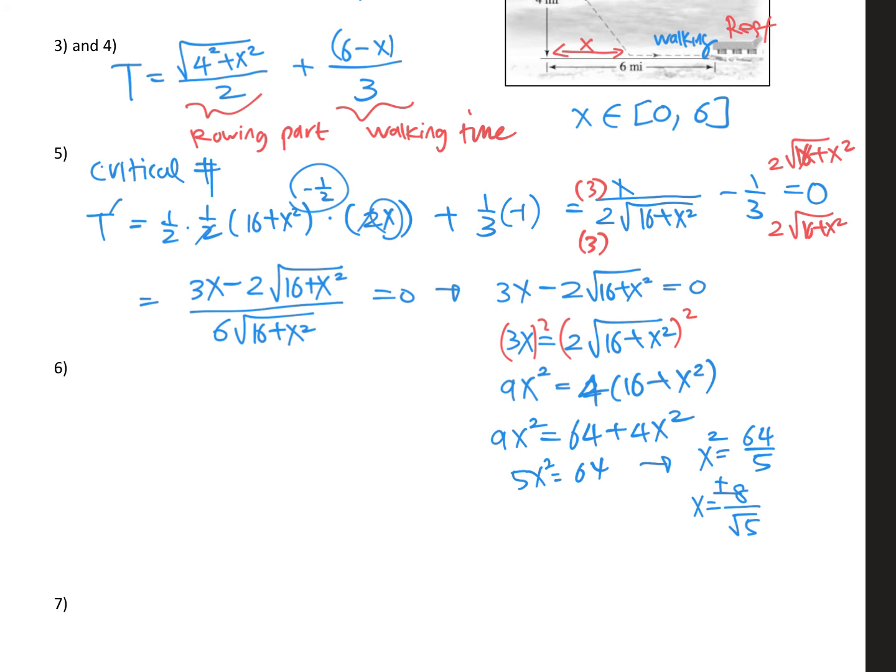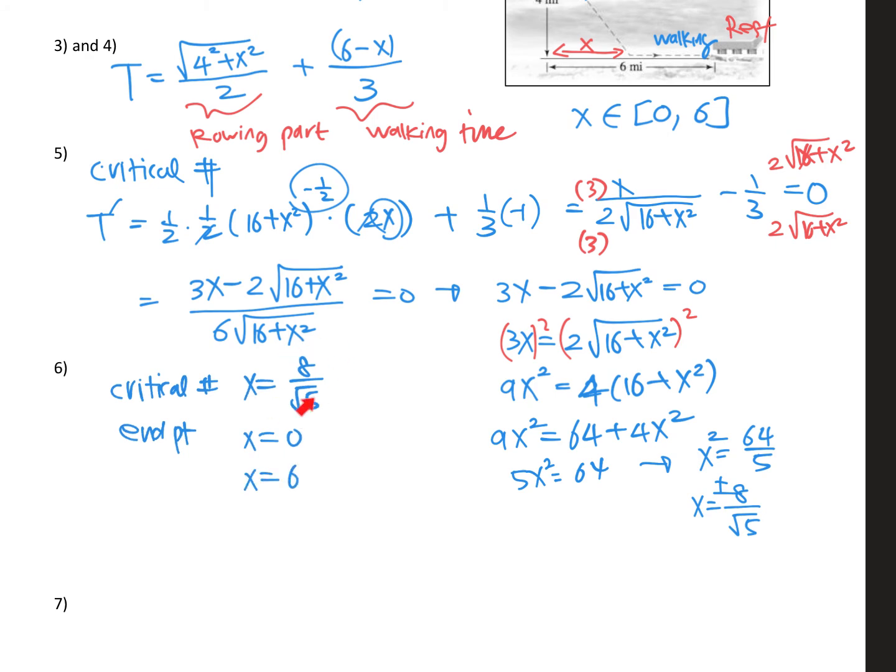So wow, that was a long process, but we're going to check. Basically, we needed that as a critical number. So the critical number is x equals 8 over radical 5. I also need to check the endpoints. Endpoints are x equal to 0 and x equal to 6.